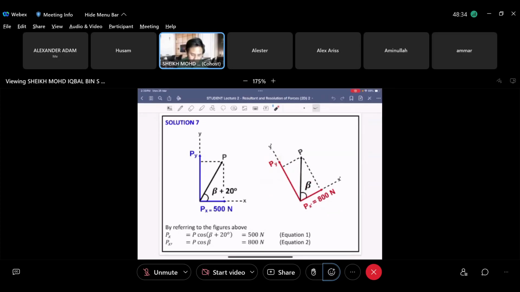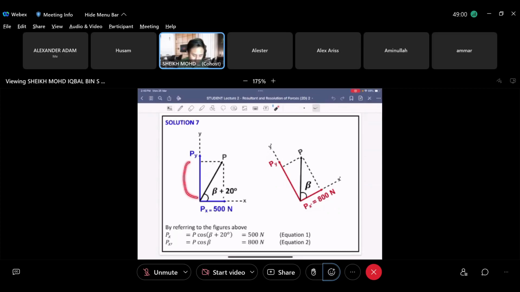We need to find P at the original y-axis, and you need to find P at the y prime axis when it is moved up a little bit, right? So the second thing that you need to do is list the equation here. Px is equal to P cos(beta + 20 degrees) equals 500 Newton, right? Because those are the only data that we have.